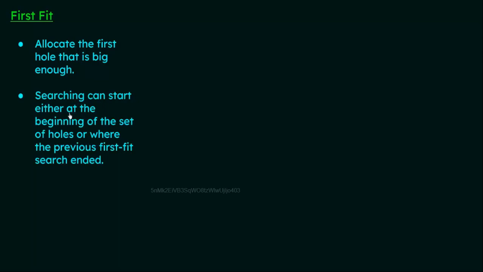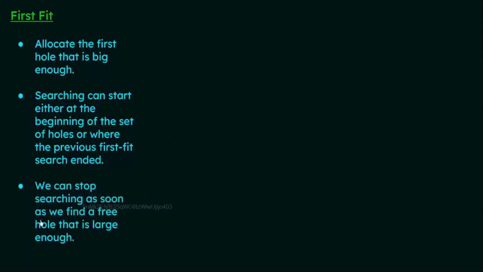Then the search can start either at the beginning of the set of holes or where the previous first fit search ended. So when scanning for holes or partitions, the search can start at the beginning of the set, that means from the top of the main memory going down, or at the place where the previous first fit search ended. I will explain this further with a diagram. We can stop searching as soon as we find a free hole that is large enough. When we find a partition big enough to hold the process, we end the search and assign that partition to the process.